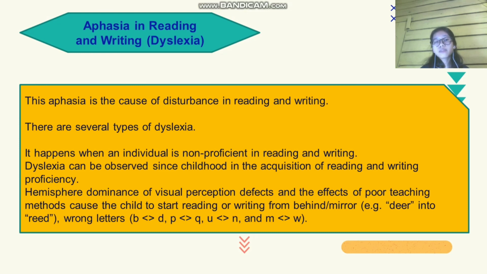Dyslexia can be observed since childhood in the acquisition of reading and writing proficiency, hemisphere dominance, visual perception defects, and the effects of poor teaching methods cause the child to start reading or writing from behind or in mirror. Examples: deer into reed, wrong letters, B into D or vice versa, P into Q or vice versa, U into N or vice versa, and M into W and vice versa.